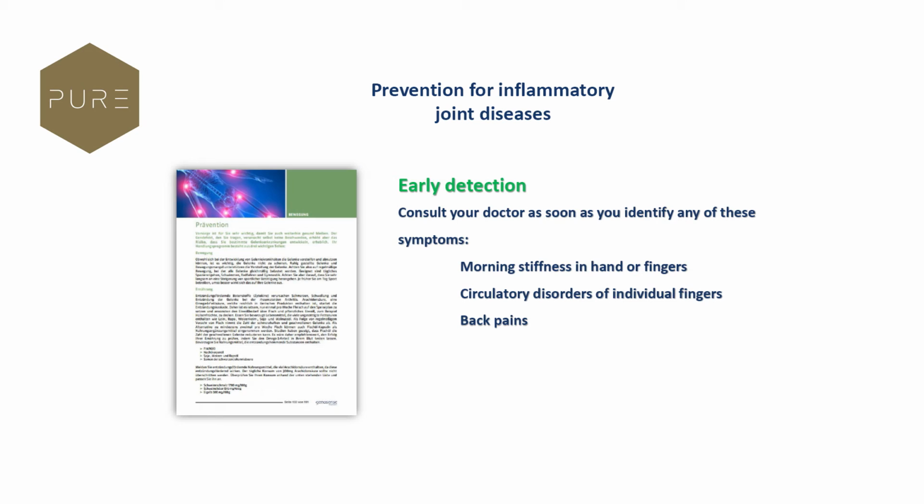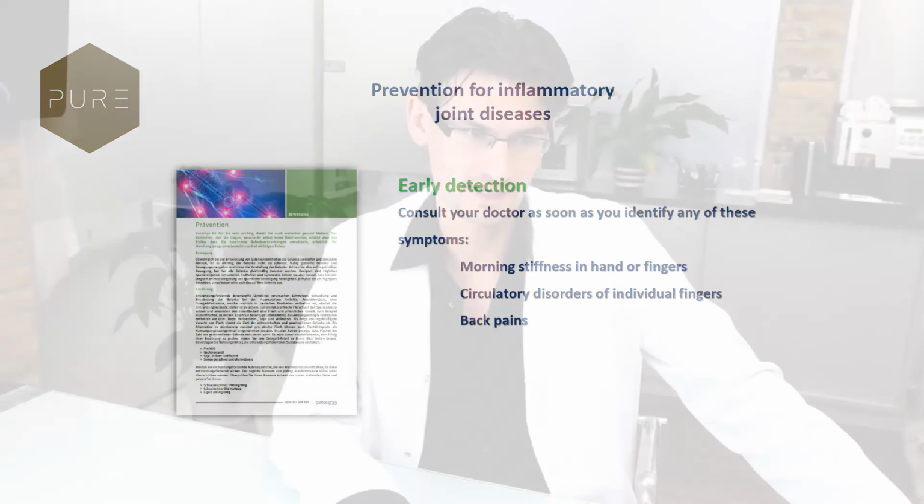And then it's important to get early detection for immediate treatment. So the recommendation is to consult your doctor as soon as you identify the symptoms, which are morning stiffness in hand and fingers, circulatory disorders in fingers, so some fingers remain colder, for example, or back pain. This should make sure that, especially if they have a higher risk, people will look out for these symptoms and then talk to a doctor to get the right treatment right in time.